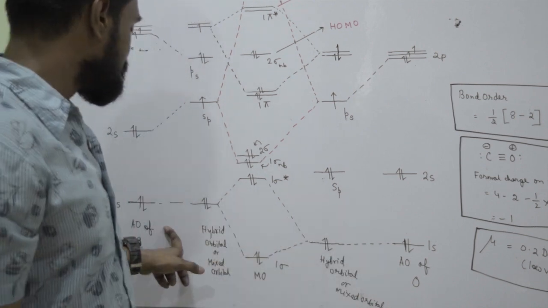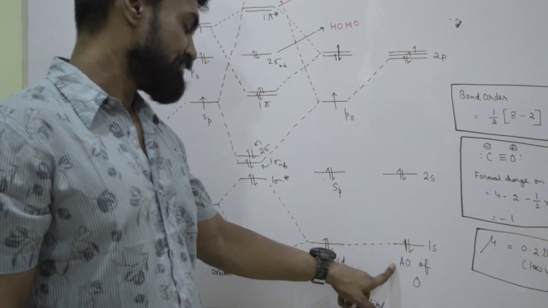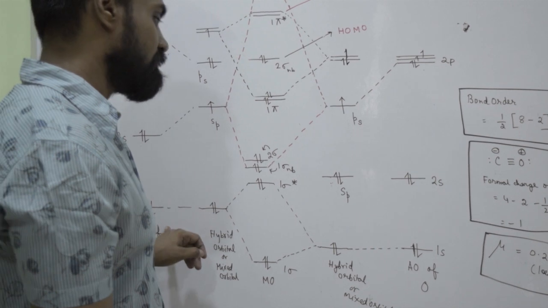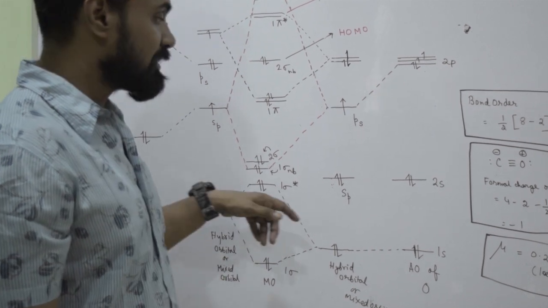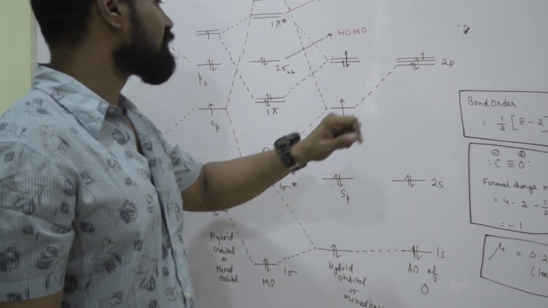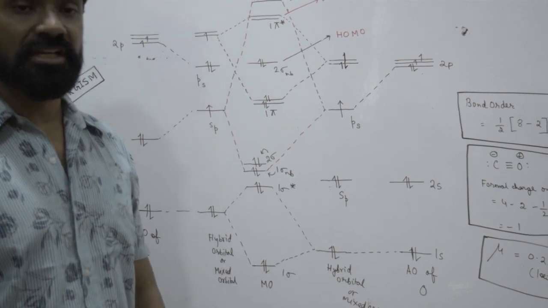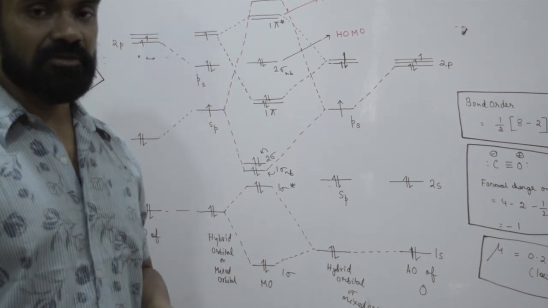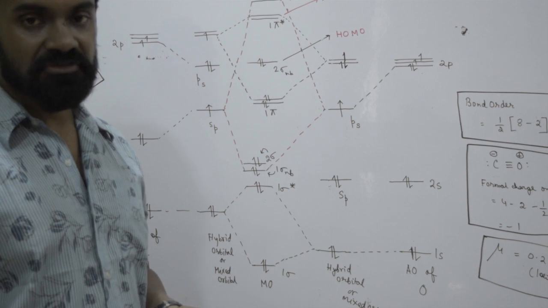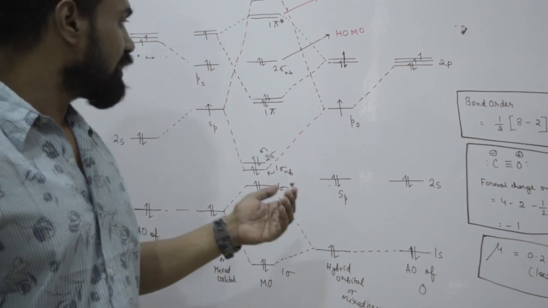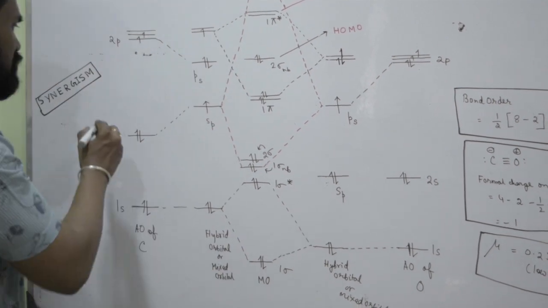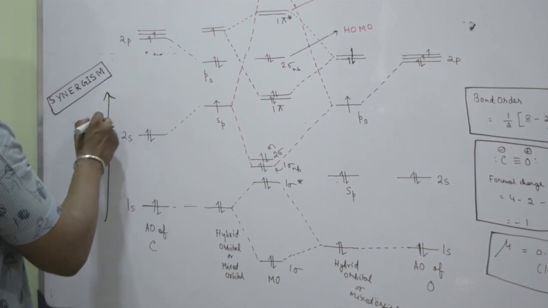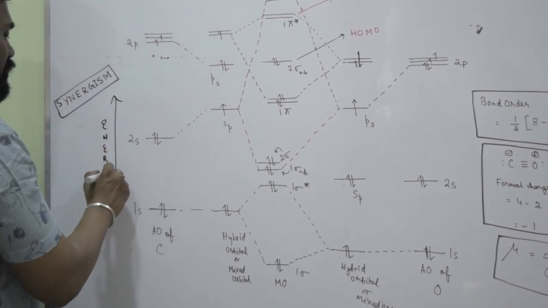You can see that the 1s orbital of oxygen is a little lower than the 1s orbital of carbon. The same is applicable for the 2s and the 2p. Why? Because oxygen is more electronegative than carbon. The atom which has higher electronegativity has its atomic orbitals lower in energy. So this is actually an energy profile diagram.